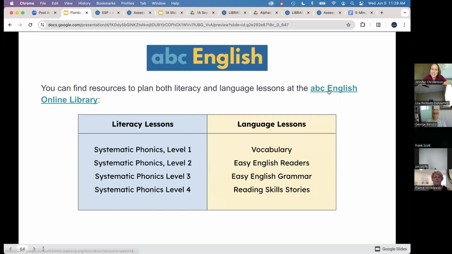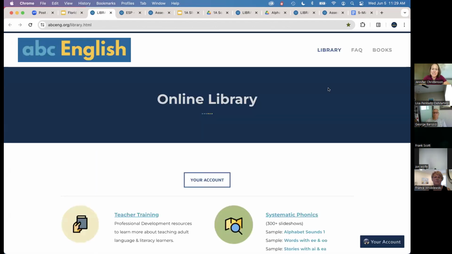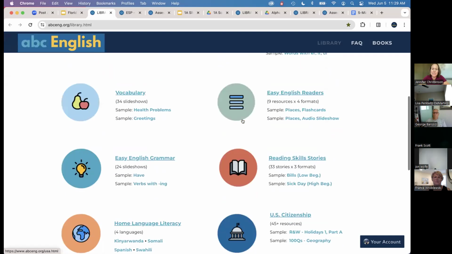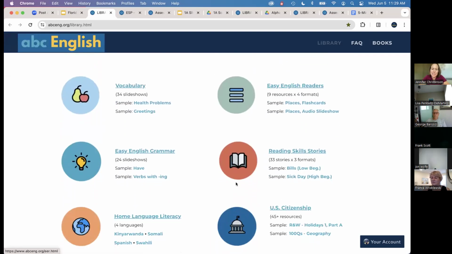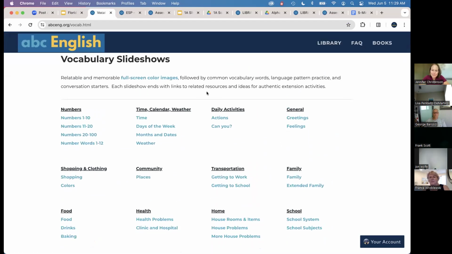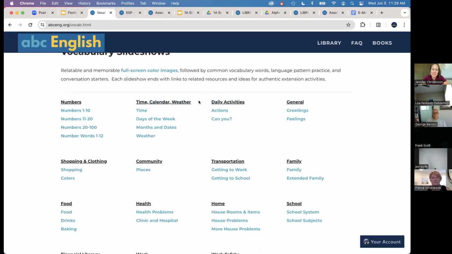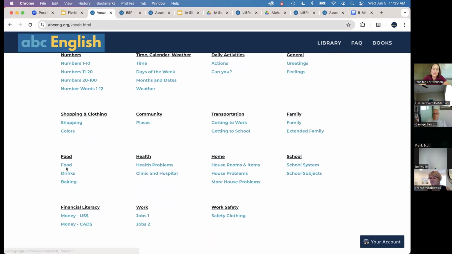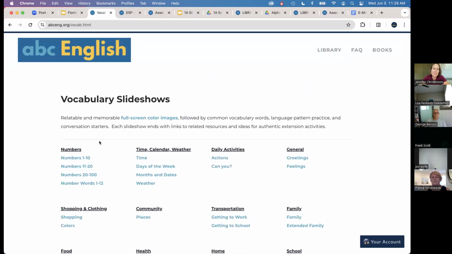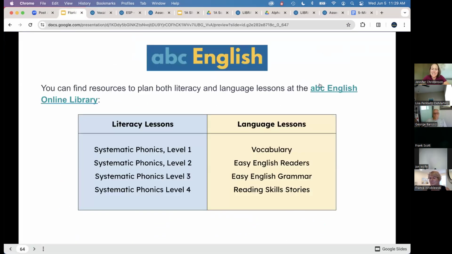And I'll just point out again this link to the ABC English online library within all these 10 different categories. I already showed you the systematic phonics lessons. That's obviously the literacy lessons. And then all of these other categories fall into that language category. So for example, in the vocabulary category, you'll find lesson slideshows to teach about health problems or house problems or the school system or jobs or food or shopping. Okay, these are examples of topic-based language lessons.